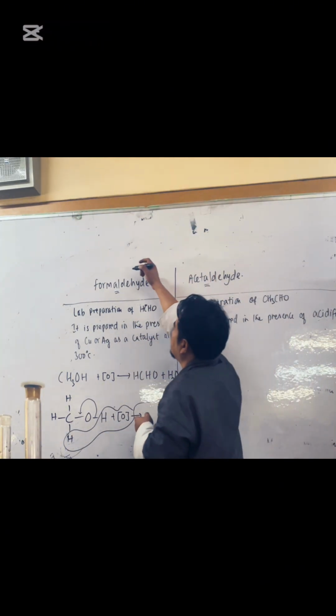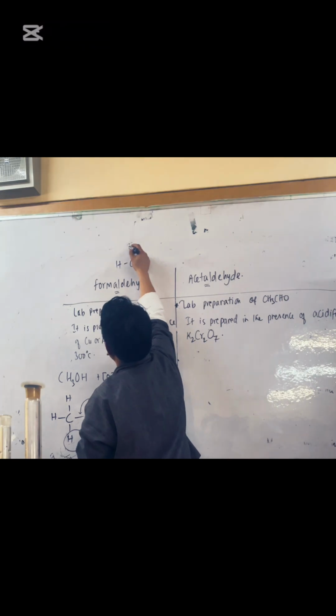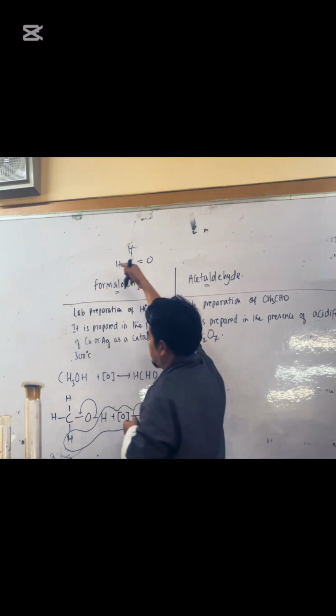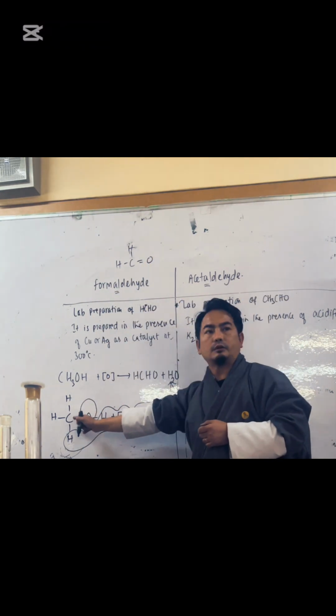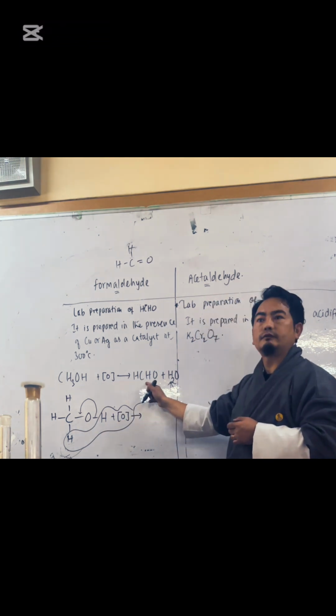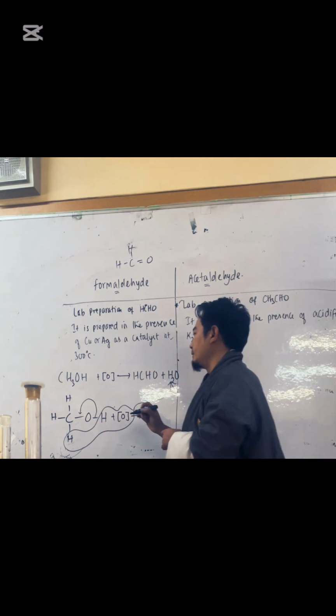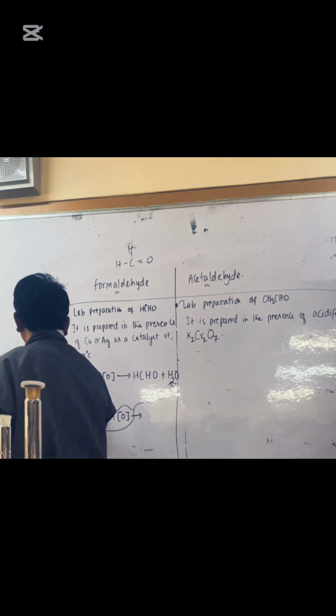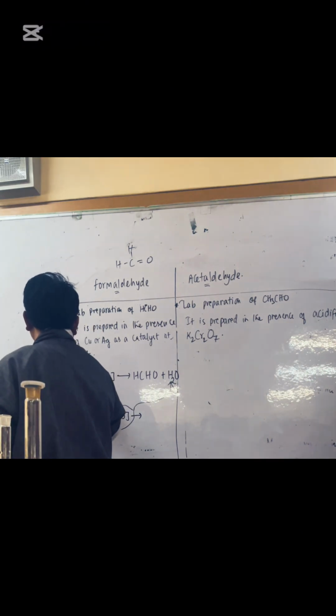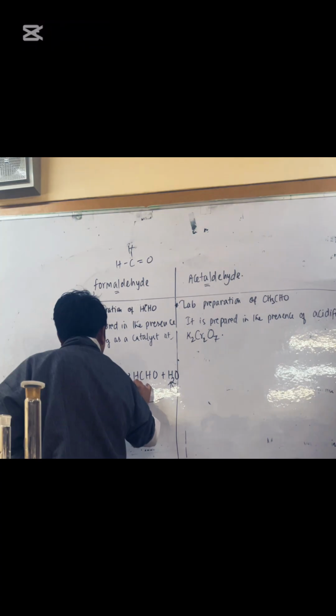Do you remember the structure that I gave you? H, C, H, and double bond O. This structure is going to be formed from here when it jumps here. So this is nothing but formaldehyde. So you have your methanol changing into formaldehyde.